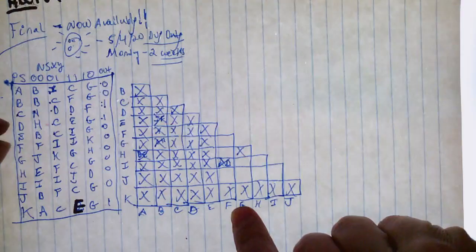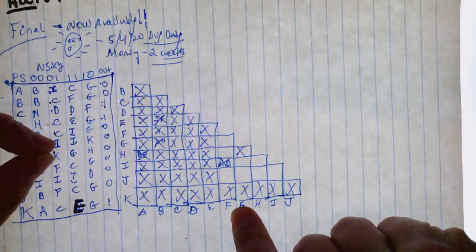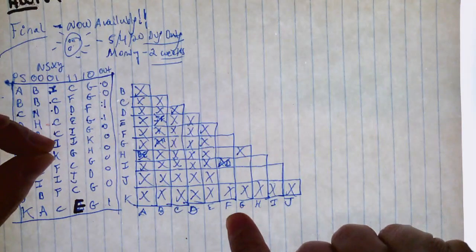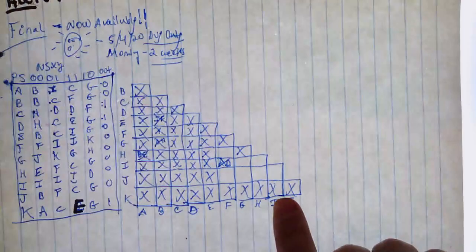F is equal to G. So I got GF if F is equal to J. We don't know about that. If I is equal to K. No, it's not, because of this.